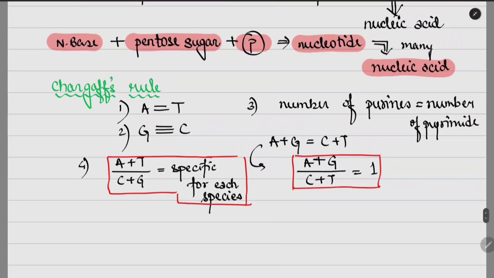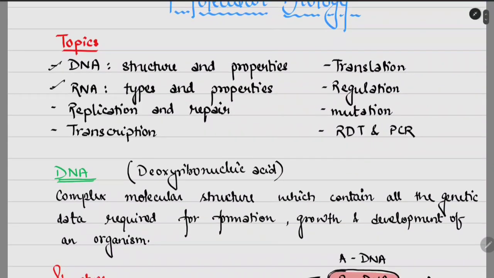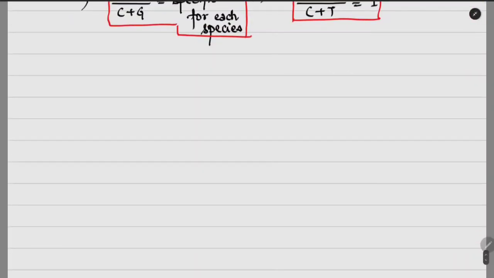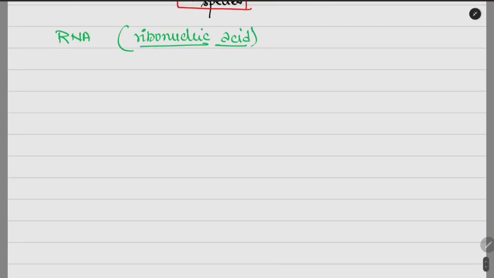Now, the basic characteristics and structures regarding the DNA are discussed here. Now, I will discuss the next point, the RNA types and properties. So, what is RNA? DNA is deoxyribonucleic acid, and RNA is ribonucleic acid. The difference between deoxyribonucleic and ribonucleic acid is mainly in the pentose sugar structure.